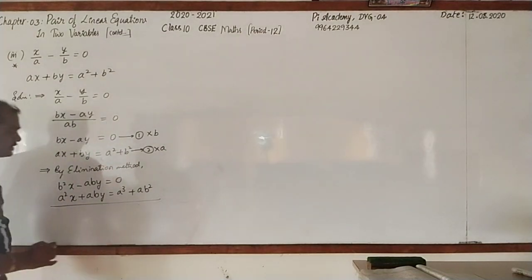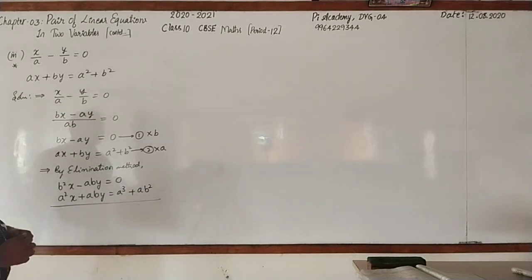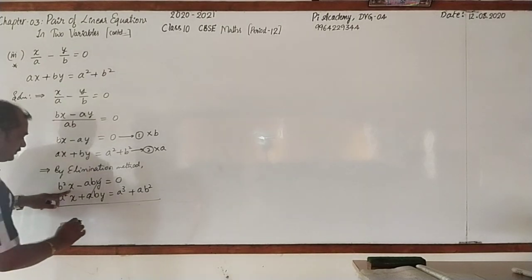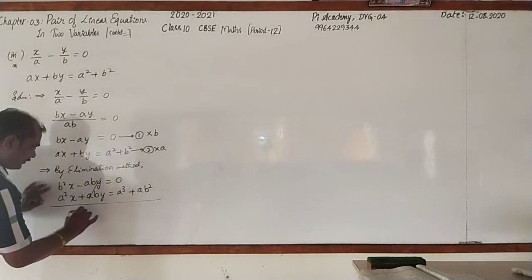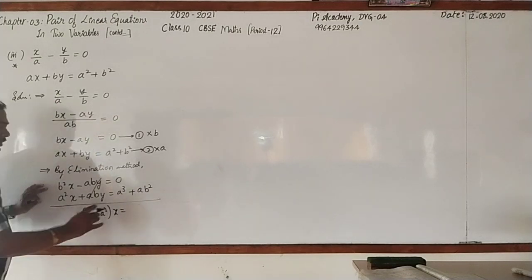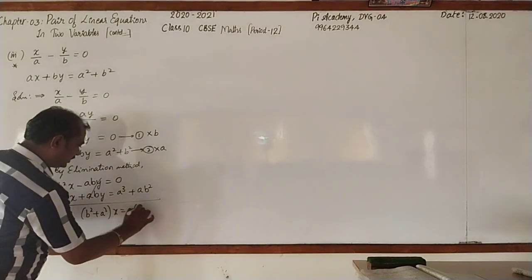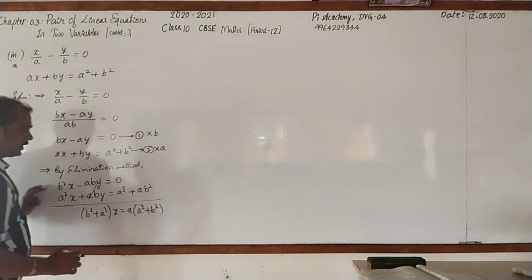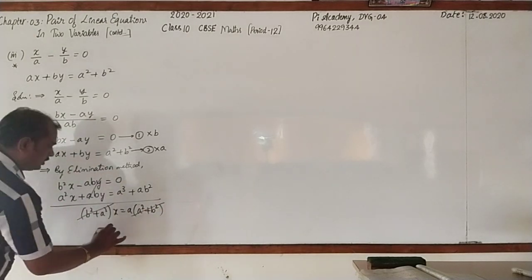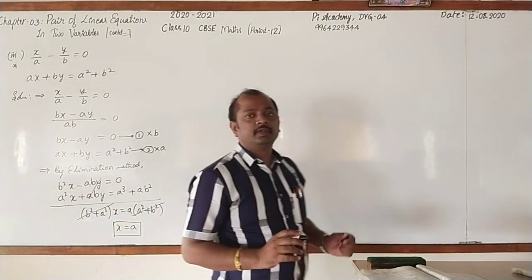Now no need to change the sign. The reason is the coefficient of y in both the equations is the same and opposite in sign. Hence they get cancelled. Here in the first term x is a common factor, we can write it as b square plus a square into x, which is equal to, here I'll go for taking a as common factor. It is a square plus b square. Now see that a square plus b square get cancelled. You will get x equal to a. We got the value of x.